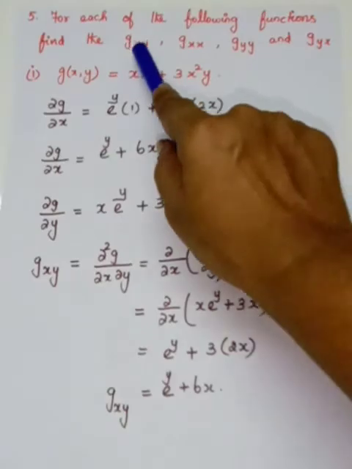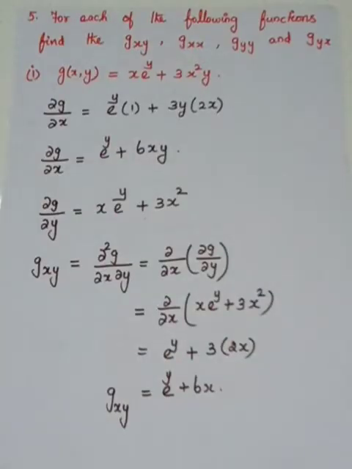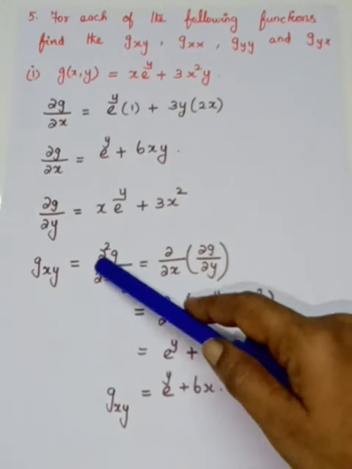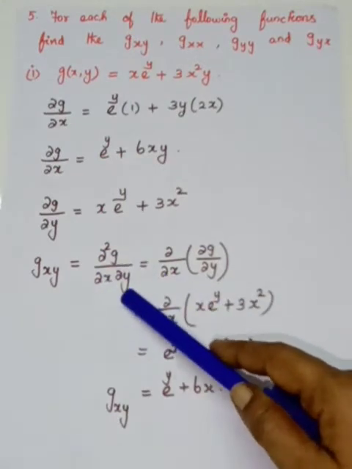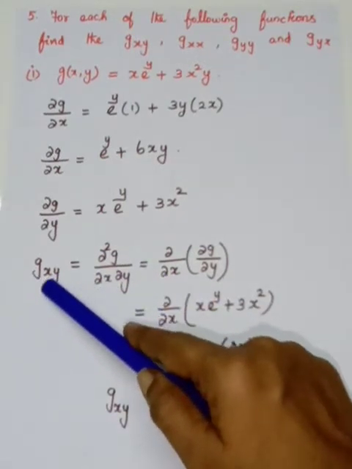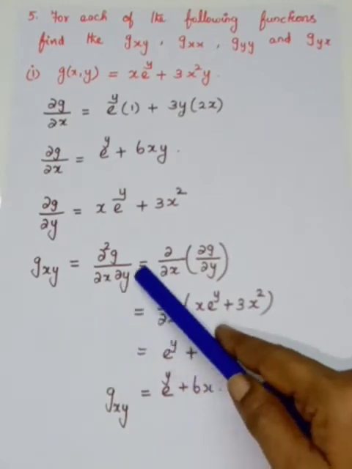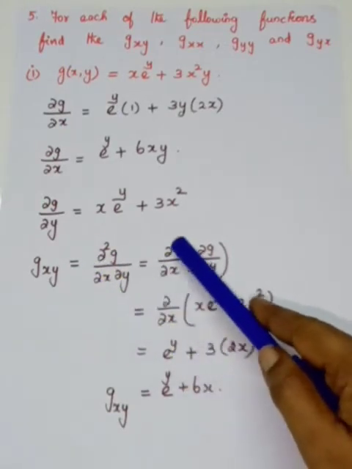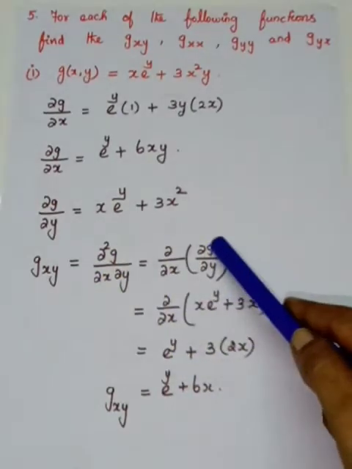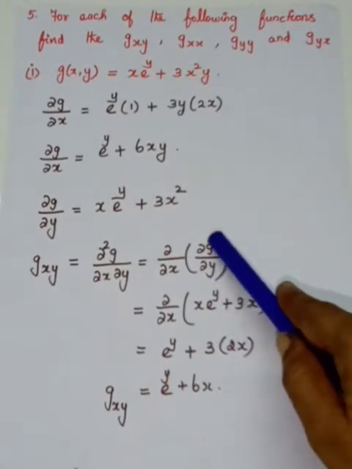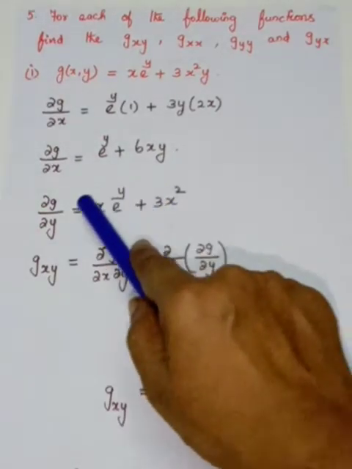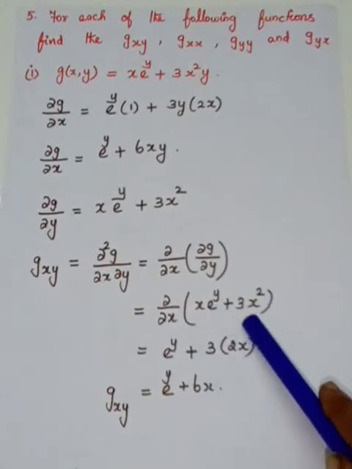What is the first result asked? gxy. gxy means it is a second order partial derivative of g. How will it be written? It is ∂²g/∂x∂y. Here you have x, so ∂x ∂y. How will it be written first? ∂/∂x of ∂g/∂y. What is ∂g/∂y? It is x e power y plus 3x squared.